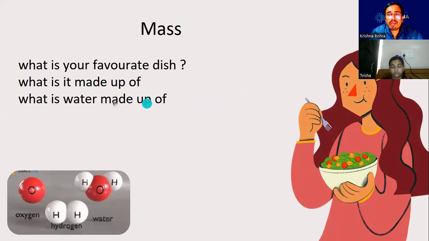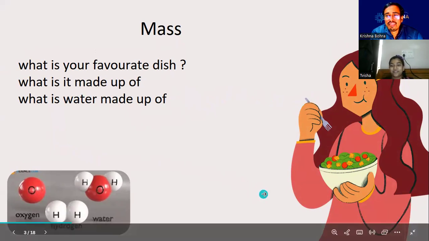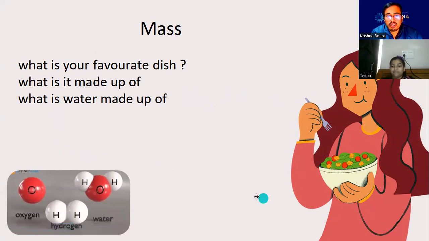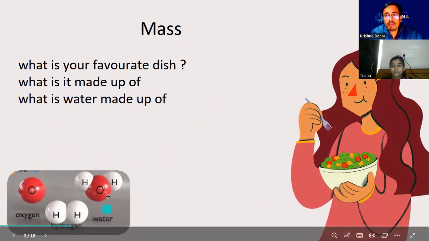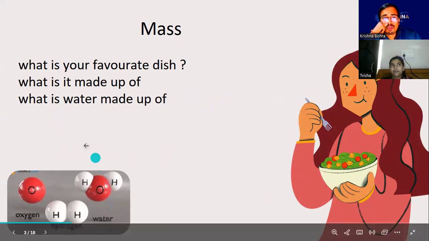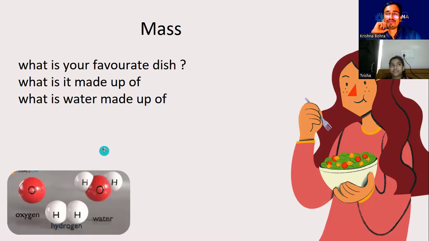What is mass? But prior to that, my question is, what is your favorite dish? So challenging, but I like all the junk foods. I cannot select one, but most of the time I like pizza. Pizza you like? Or you can also name some other things you usually like to eat. Momos you like, noodles, and many more things. Great. So I think we have a common favorite dish list.